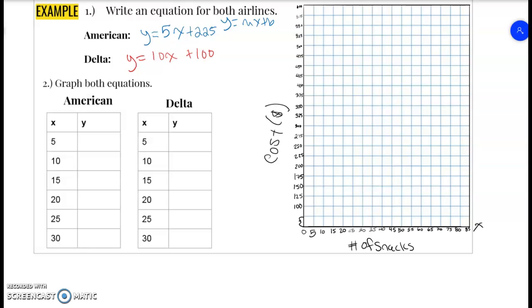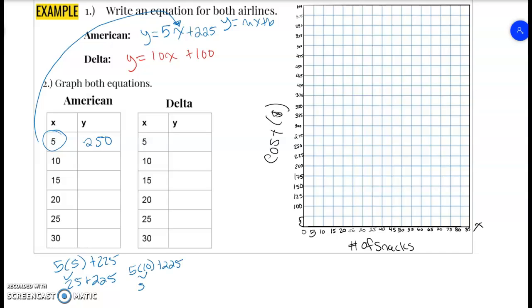So what's going to happen now is we're going to take each of these x's and plug it in to where the x is, just like what we've been doing. So 5 times 5 plus 225. 5 times 5 is 25, plus 225 is going to give me 250. And then if I plug in 10, so 5 times 10 plus 225, that's going to give me 50 plus 225, which is going to be what? 275, right?